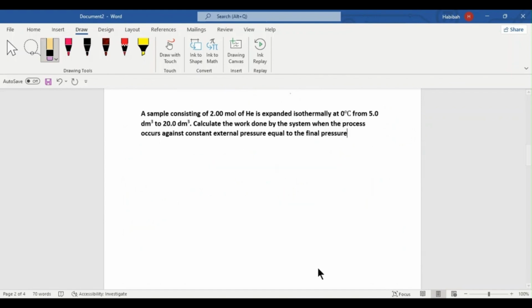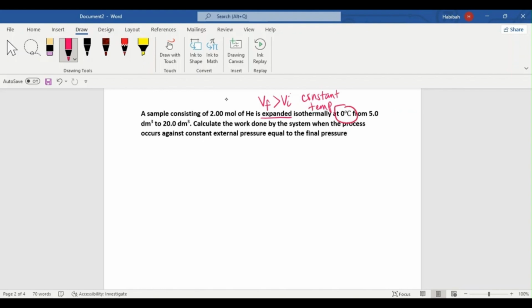Salam and welcome. So today we're going to be working on the question on the screen that says a sample consisting of 2.0 mole of helium is expanded isothermally. So isothermal expansion is what's going on here, which means V final is greater than V initial, meaning since it's an expansion, the final volume is greater than the initial volume. This happens isothermally, which is constant temperature, or the change in temperature is 0.